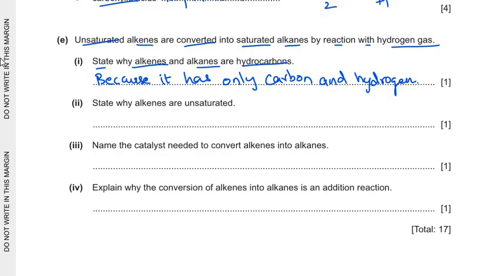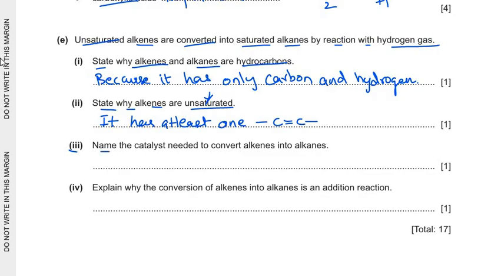The second part is state why alkenes are unsaturated. They are called unsaturated because they have at least one C double bond C in them. Now all single bonds are called saturated, but if it has a double or triple bond, then the hydrocarbons are called unsaturated. So alkenes have a double bond, and that's why they are called unsaturated hydrocarbons.